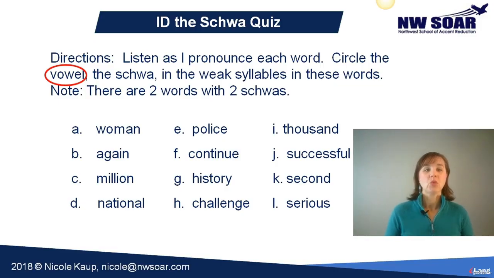I'll read the word twice for you. The first one, letter A, is woman. Now I want you to circle the schwa in the word woman. Like this. You'll notice I've circled the A. Woman, woman. You should hear a shorter, quieter sound as the schwa. Woman. Okay, let's go ahead and do the rest. I'll read each one 2 times for you.